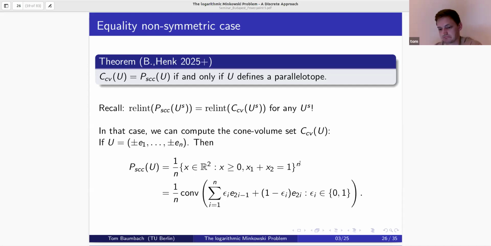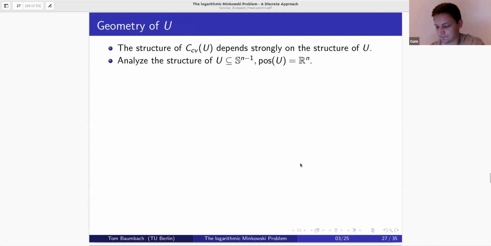one-dimensional matroids, more or less. The proof is rather complicated, but I still want to give you some insights on how to do that. As we have seen, hopefully now, the structure of the cone volume set depends strongly on the outer unit normal vectors U. And therefore, we want to analyze the structure of sets U which positively span the whole Rn.